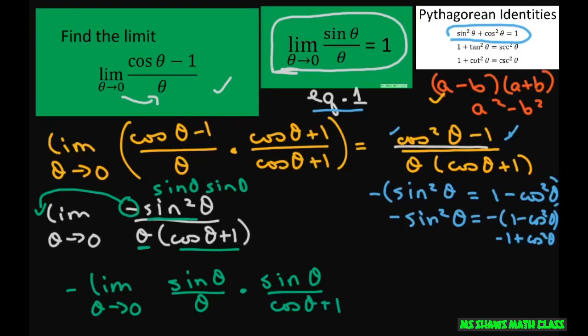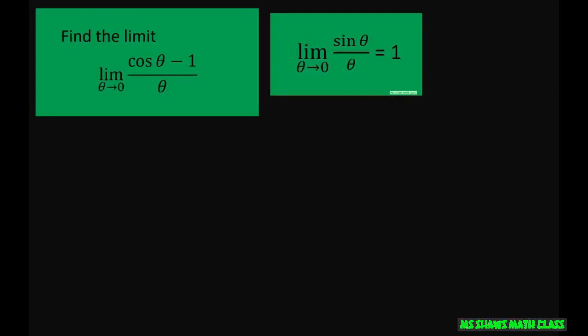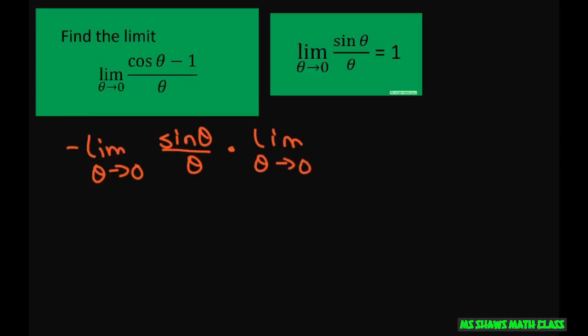Okay? Now, why did I do that again? I'm doing that because I want it to look like equation 1 here. So we already know when we take this limit, this is going to equal 1. So the way you're going to break this up is you're going to write negative limit as theta approaches 0 of sine of theta divided by theta times the limit as theta approaches 0 of sine of theta divided by cosine theta plus 1.